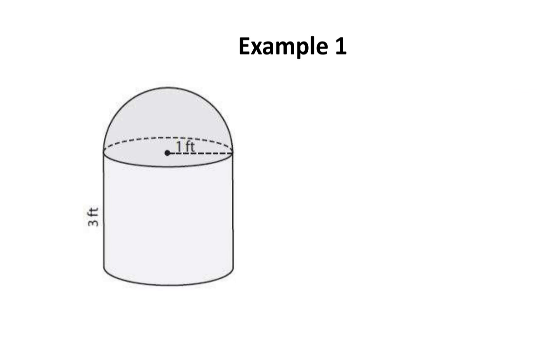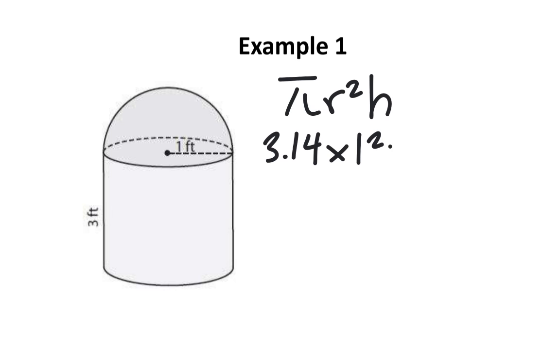Next, I want to focus on this part of the composite figure. This figure appears to be a cylinder, which means I'll need its radius and its height. Since I have these already, I can go straight to the equation, which is pi multiplied by radius squared multiplied by height. Pi is 3.14, the radius here is 1, and the height is 3.